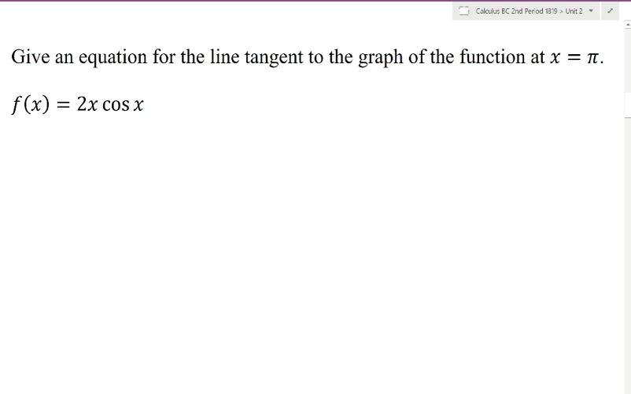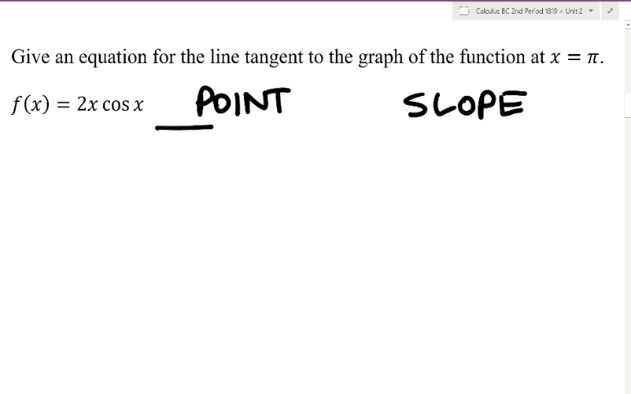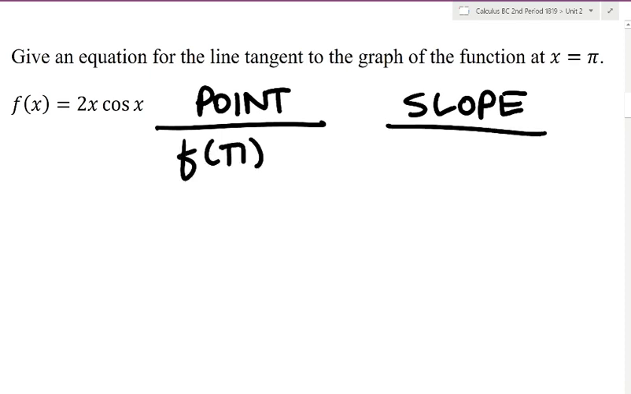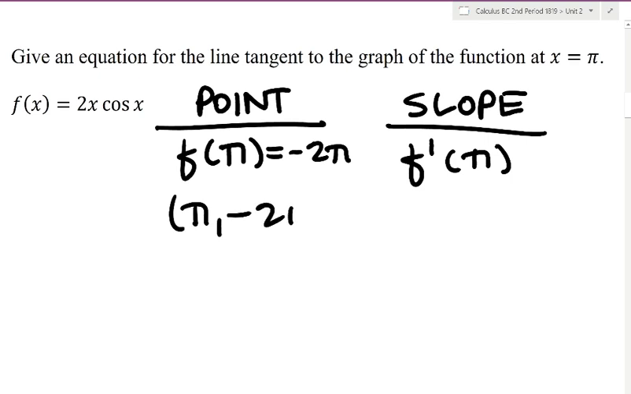Next, we're going to write an equation for the line tangent to the graph of the function at x equals pi. Here I've got one on the left. I'm going to give you all another one to do after this on the right. Well, I'll walk through it. Remember that in order to get a tangent line, we need ingredients. We need the point, and we need a slope. To get the point, we're going to need f of pi, and to get the slope, we're going to need f prime of pi. Well, f of pi is going to be 2 pi times the cosine of pi, which is negative 2 pi. So our point is pi and negative 2 pi.